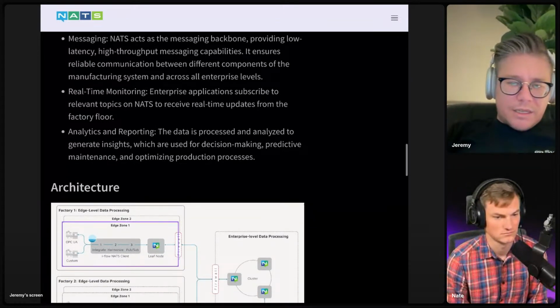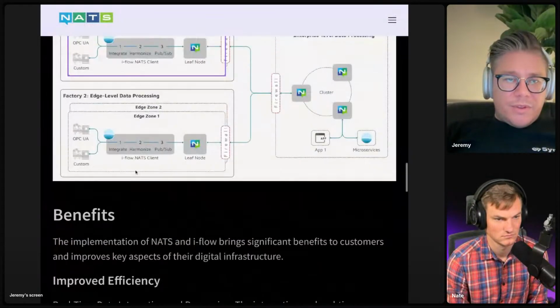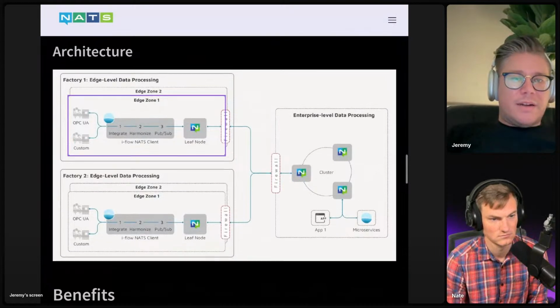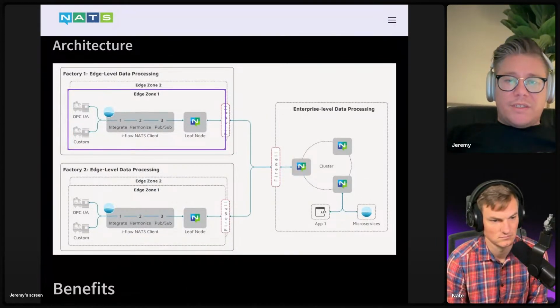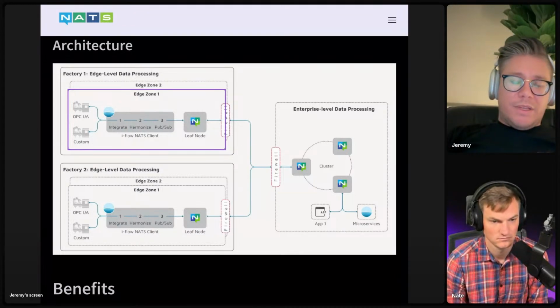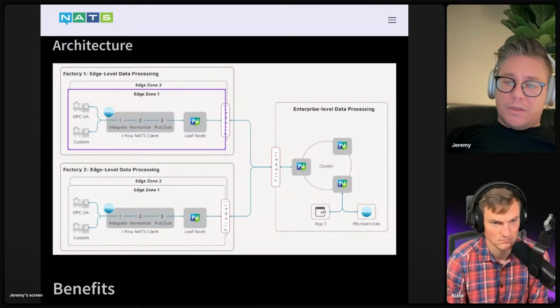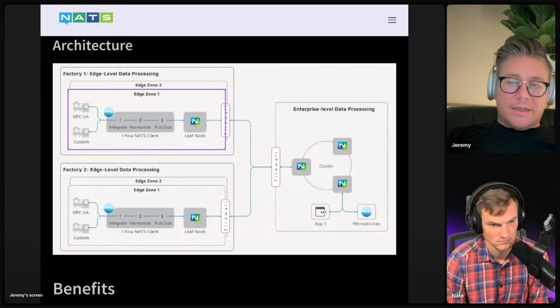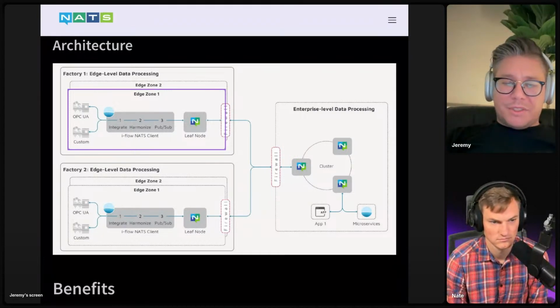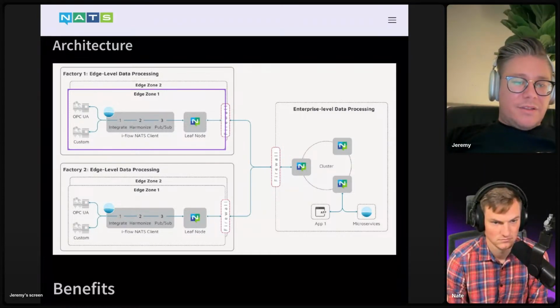And so this is, I guess, a little preview of what the architecture looks like here. They have two factory floors. They have a NATS cluster in the cloud, and each of these is punching through a firewall. And yeah, they have a bunch of microservices in the cloud, and then they use kind of this bridge to put this on a NATS leaf node.